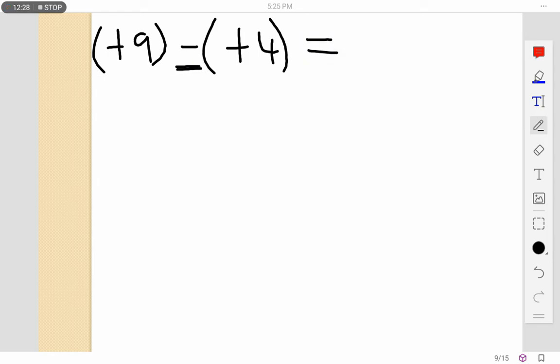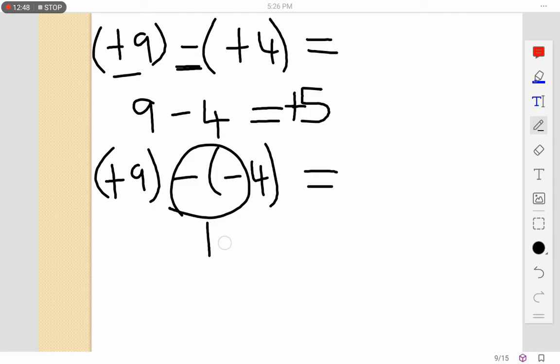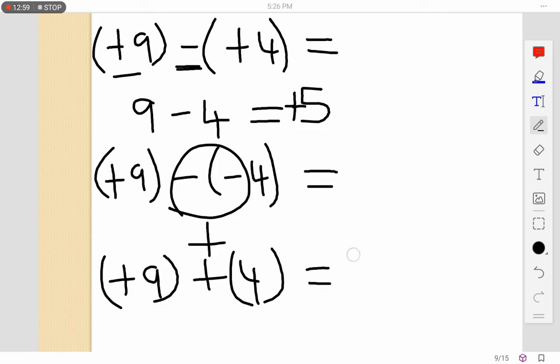Okay, so I can have plus 9 minus plus 4. Because of this negative, it overrides the plus. Remember, these plus are as good as 9 minus 4. So I will get a 5, which is plus 5. Let's have another one. Plus 9 minus 4 is equal to what? So remember, this is the same as plus. Minus, we get a plus. So I've got plus 9 plus 4. Okay, I will get a 13 there.